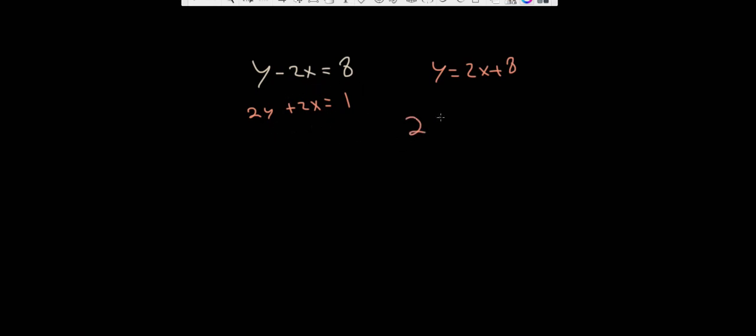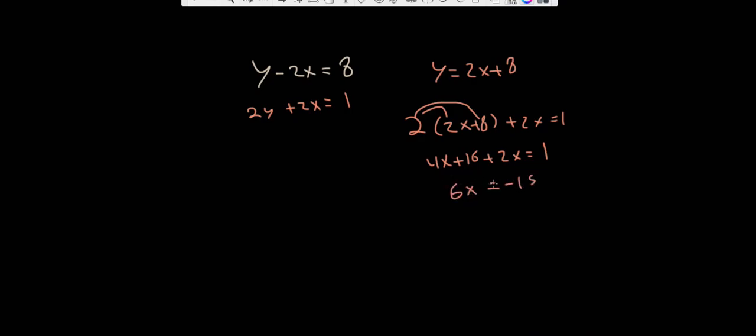So we get 2 times 2x plus 8, because that's what y is, plus 2x is equal to 1. So now we distribute the 2. So we get 4x plus 16 plus 2x is equal to 1, right? So now what we can do is solve for x. So we get 6x is equal to negative 15, and x is going to be negative 15 over 6. Let's simplify that. Let's divide both by 3. So we get x is negative 5 over 2.